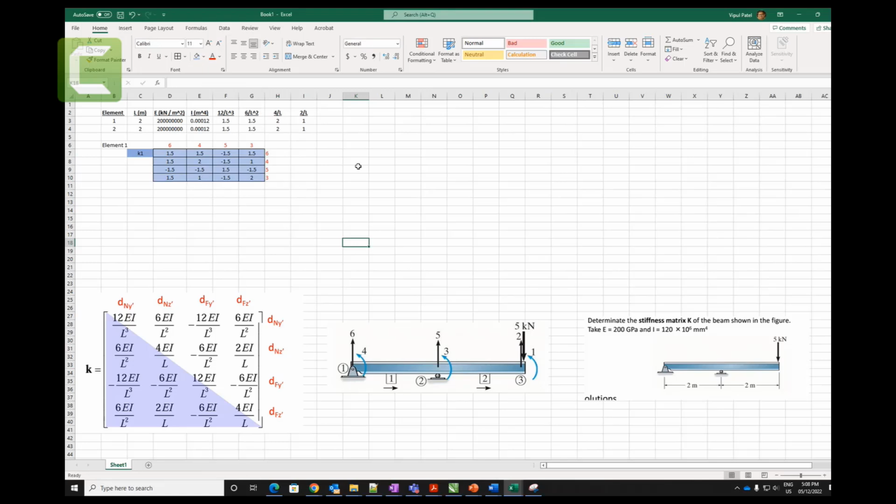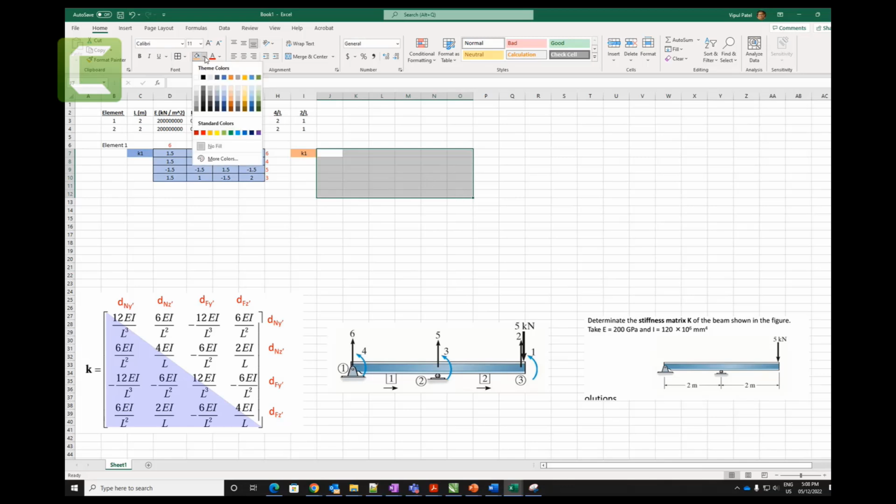We can make this K1 here. Again, let's put it in different colors, let's say. And we need a 6 by 6 matrix, right? Because you remember the 6 by 6 matrix: 1, 2, 3, 4, 5, 6. So let's put this one in lighter colors and put these details there.